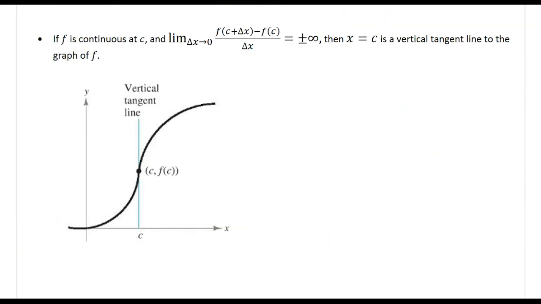One special case that you may encounter is the following. If f is continuous at c and the limit as delta x approaches 0 of f of c plus delta x minus f of c divided by delta x is plus or minus infinity, then x equals c is actually going to be a vertical tangent line. So anytime you take your limit and you get plus or minus infinity, then x equals c is going to be a vertical tangent line. So the slope would be undefined in this case.